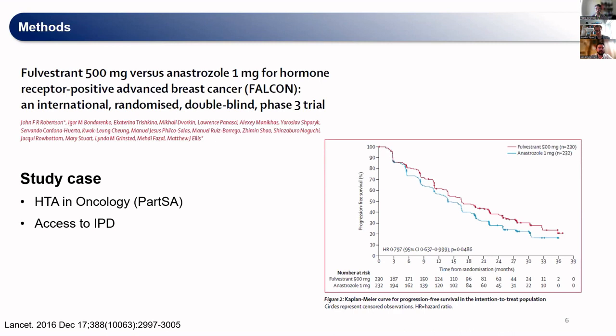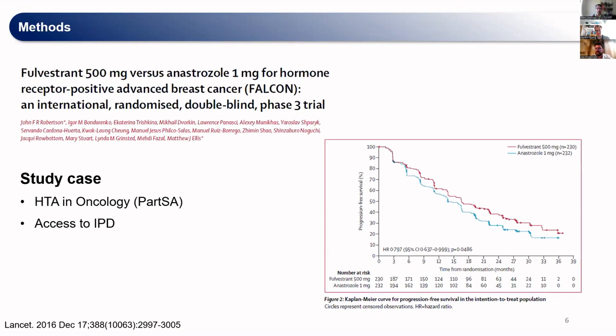And we chose this problem in breast cancer. We were lucky to have such kind authors who shared with us the IPD from this study. So we had access to the IPD of this published study on fulvestrant and anastrozole for breast cancer.